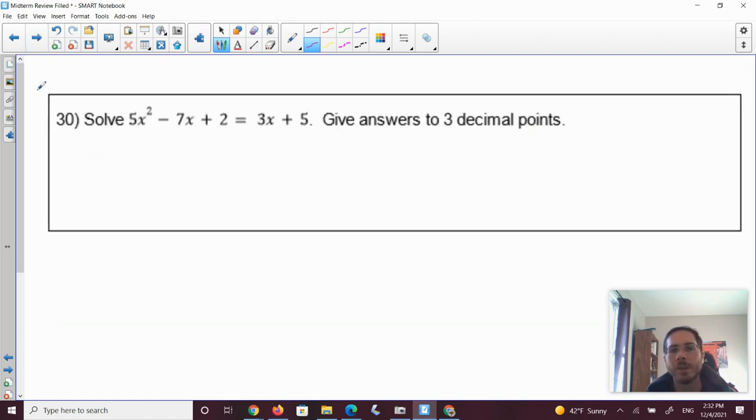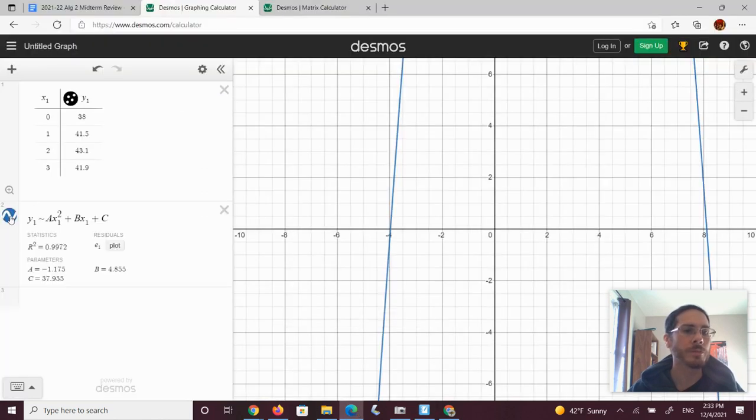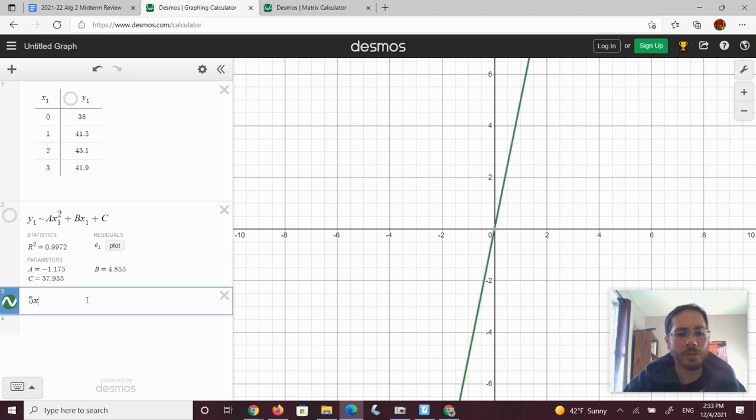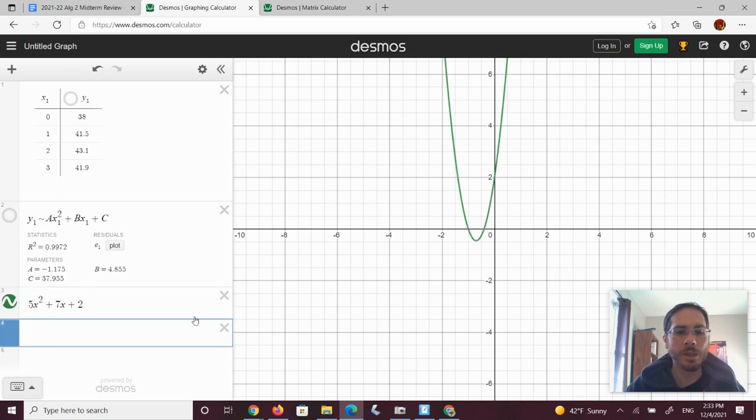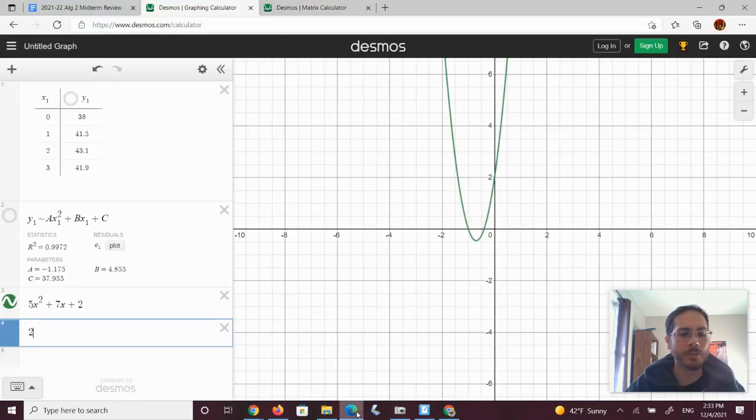For 30, solve, give answers to 3 decimal points. This is the key phrase that tells me that, okay, this is definitely one that we want to just throw into the calculator and solve graphically. So we're going to do that. So 5x squared plus 7x plus 2. And then on the other side, we've got 3x plus 5.